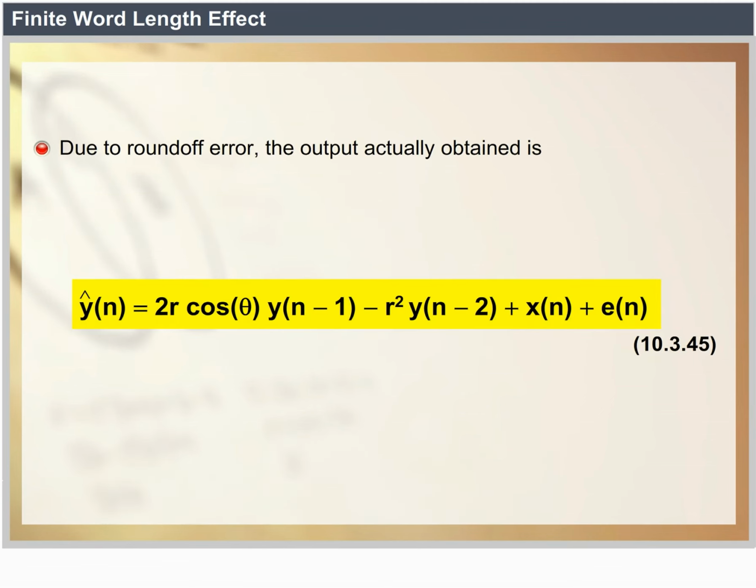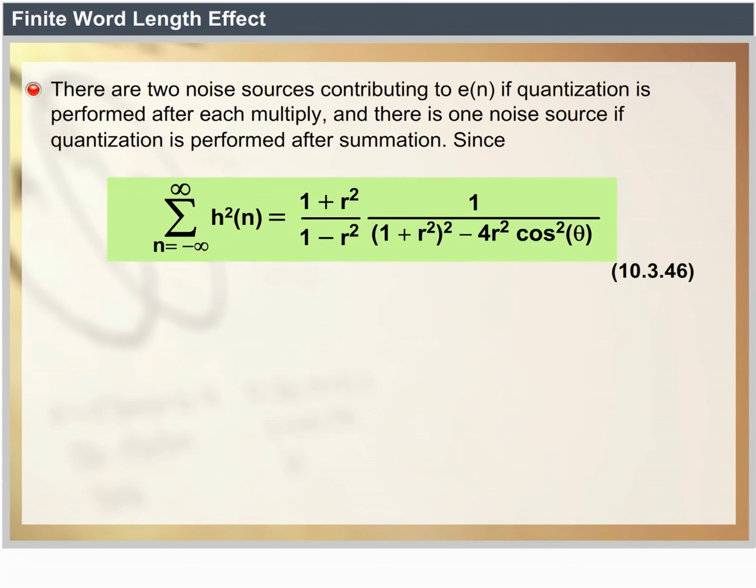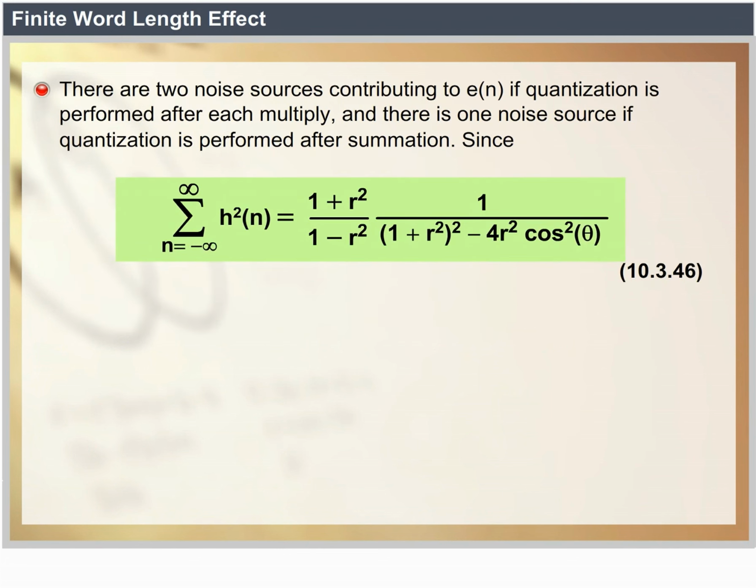Due to round off error, the output actually obtained is ŷ(n) = 2r cos θ y(n−1) − r² y(n−2) + x(n) + e(n), called equation number 10.3.45. Therefore, there are two noise sources contributing to e(n) if quantization is performed after each multiply, and one noise source if quantization is performed after summation.